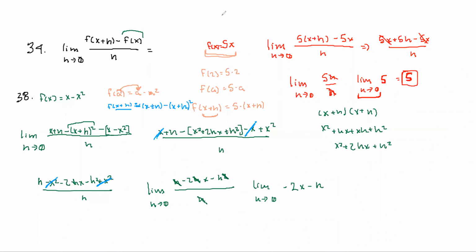Oh, it's very recent what I screwed up. This is 1 times h, right? And I can't just get rid of that h in its entirety. So that's where I screwed up. So I could rewrite this as h over h minus 2hx over h minus h squared over h. So this would turn into 1 minus 2x minus h. So if I have the limit as h goes to 0 of 1 minus 2x minus h, what is this limit equal to?